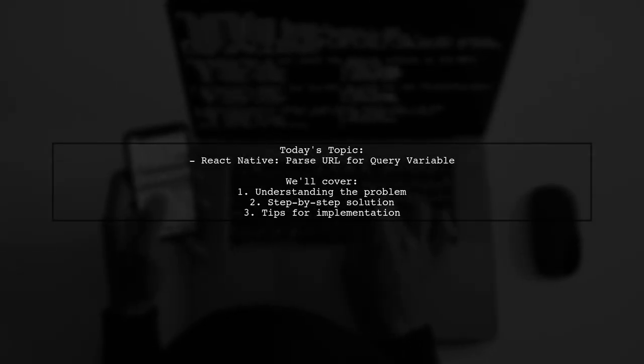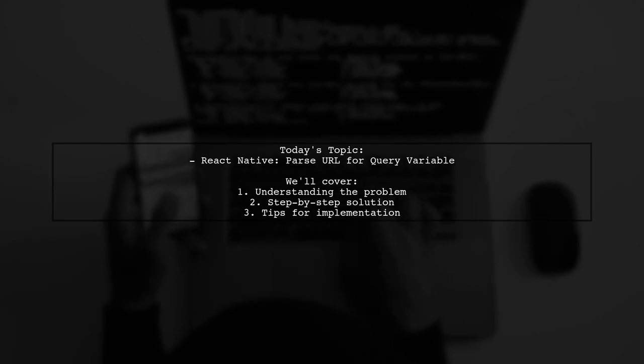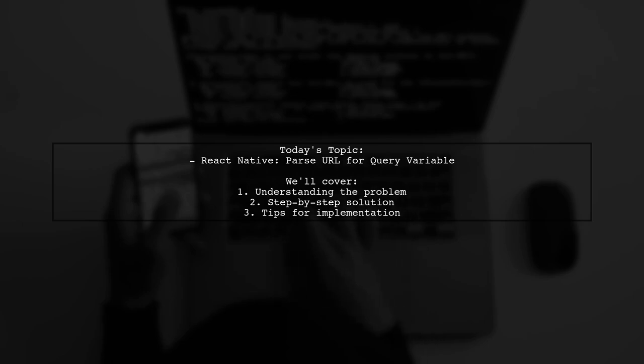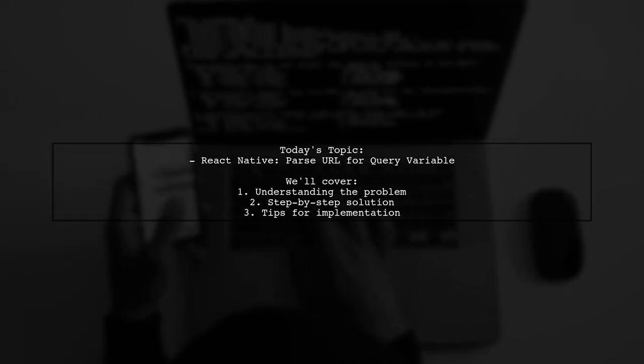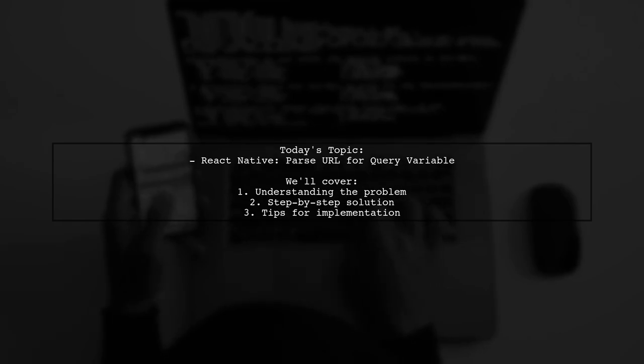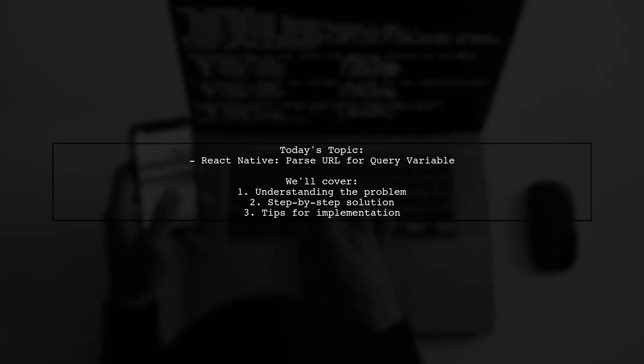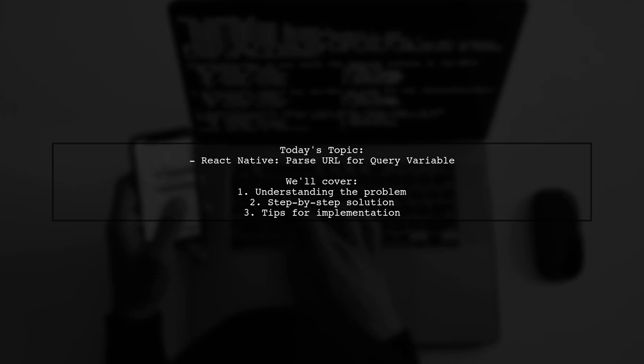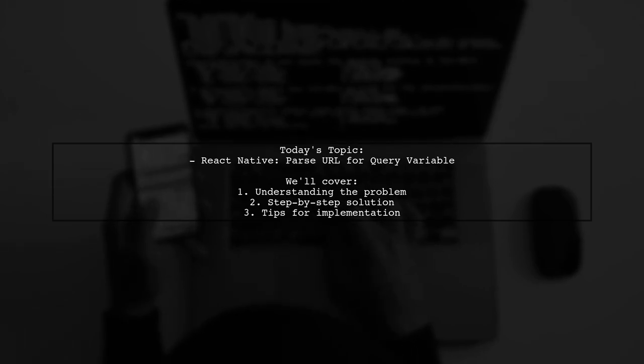Today we're tackling a question that many React Native developers encounter. Our viewer is looking for a way to parse a URL to extract a query variable using linking. They have a URL formatted like this: app-scheme/some-page-some-var-some-val, and they want to retrieve the value of some var. Let's dive into how we can solve this problem together.